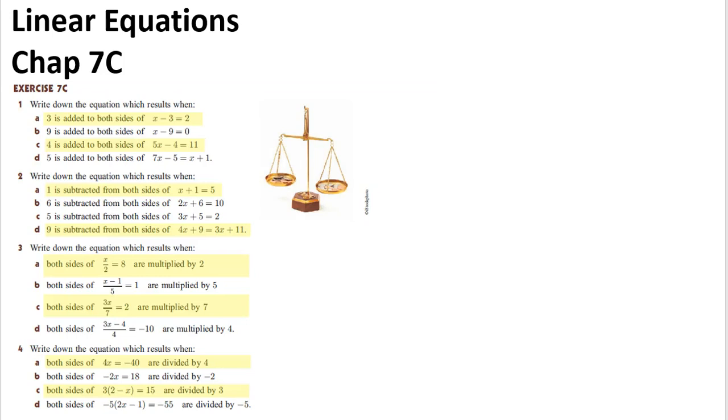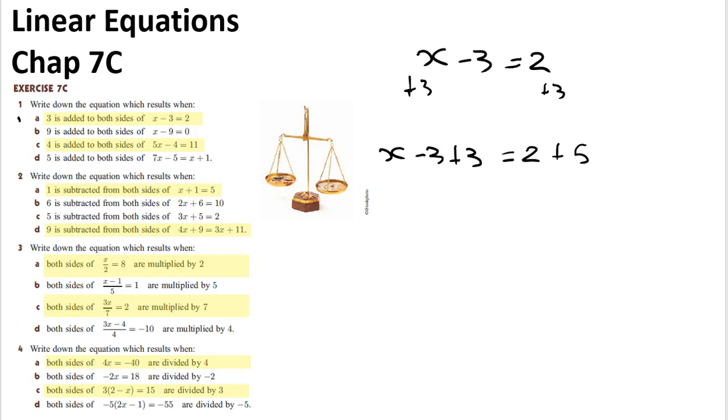So if we look at an example here, let's talk about A. 3 is added to both sides of x take 3 equals 2. So if I have x take 3 equals 2, and I add 3 to both sides. So I can write it like this, little plus 3, so I know what I'm doing. And now it would be x take 3 plus 3 equals 2 plus 3. Sorry, I can't write properly today. Rub that out. Plus 3.